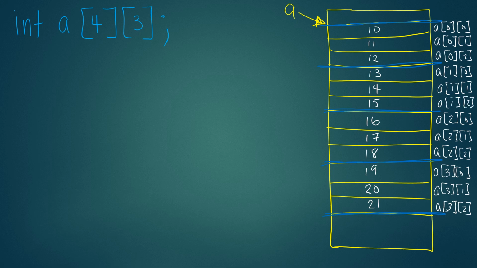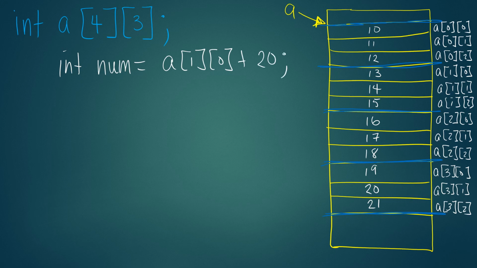So each one of these is an integer. So you could do int num equals A at 1, 0 plus 20. So it would take whatever value here is A at 1, 0. So A at 1, 0 is 13. Add it to 20 and assign that result to num. So all of these over here are integers. So now let's draw it.